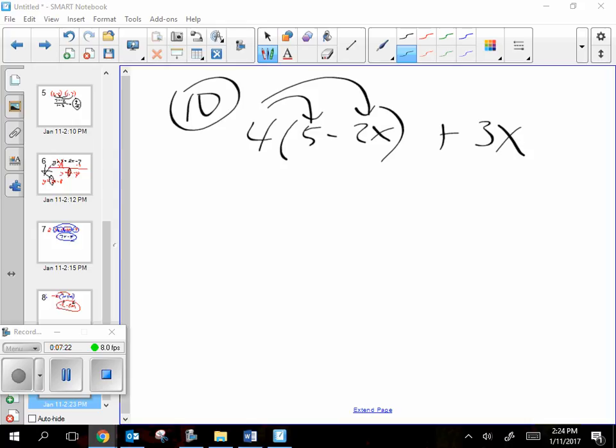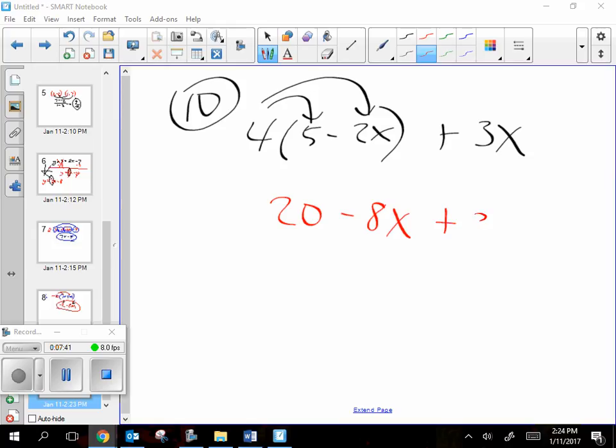Number 10. What'd you get at the beginning? Yep. And then I go 4 times -2 is -8x. And then, wait a minute, there's a 3x. What do I do with it?